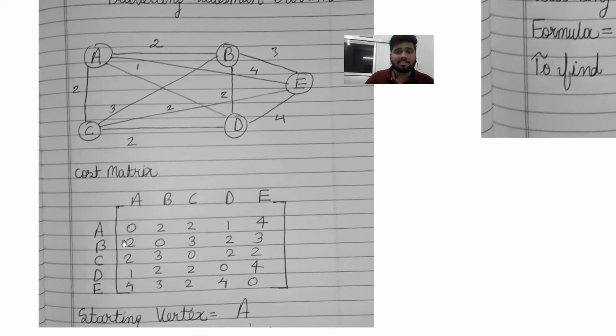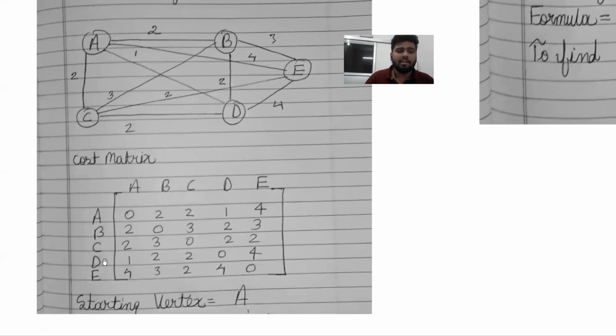So we will apply the same logic for B also. BA, it's 2. For BB, it's 0 because it's on the same position. For BC, we have to write 3 because B to C is 3. For BD, we have to write 2. And for BE, we have to write 3. For CA, we have to write 2 because C to A is 2. For CB, we have to write 3. For CC, we have to write 0. For CD, we have to write 2. And for CE, we have to write 2. So we will write the same for D and E also.